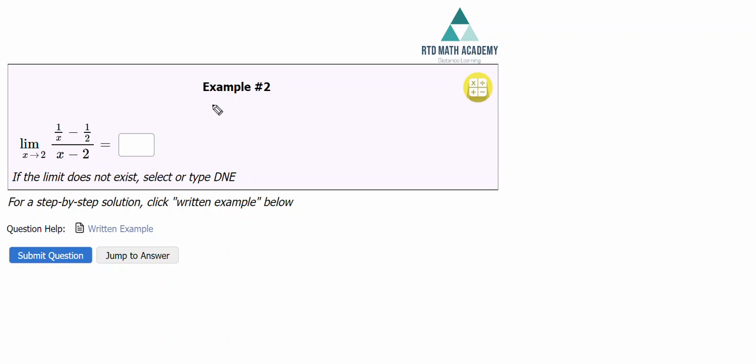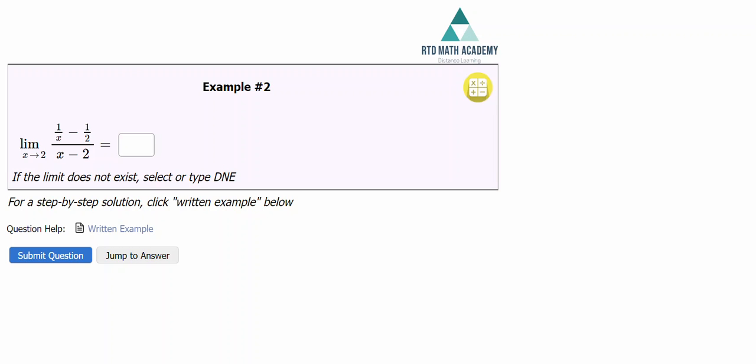So let's write this now as 1 over 2 minus a half over, and then on the bottom here, if I sub a 2 in for that x, we have 2 minus 2. So yes, that is in fact 0 over 0, which is in an indeterminate state. So we have to do some reconfiguring here if we're going to be able to find the limit. So let's try a different approach.